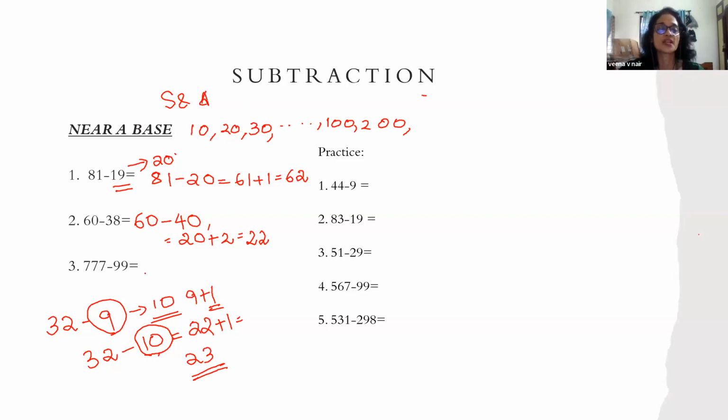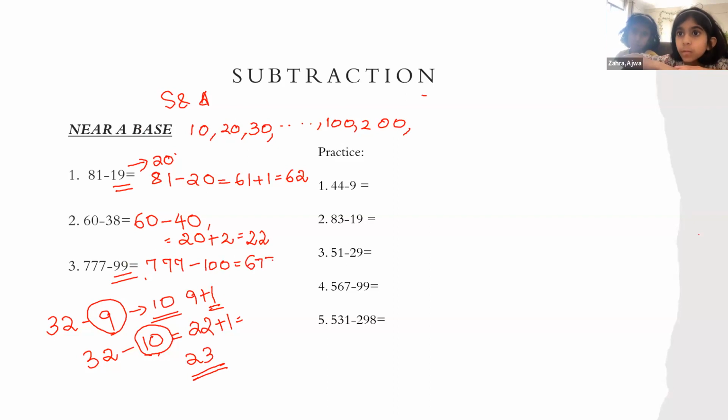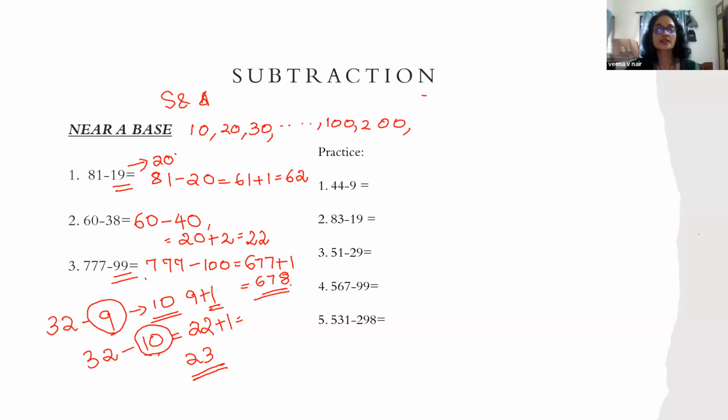Let us see the next number, 777 minus 99. Which number is 99 close to? 100. So 777 minus 100 is 677. Now we need to add 1, so the answer is 678. Are you clear? Can we do some practice?